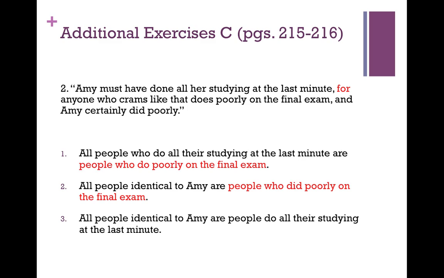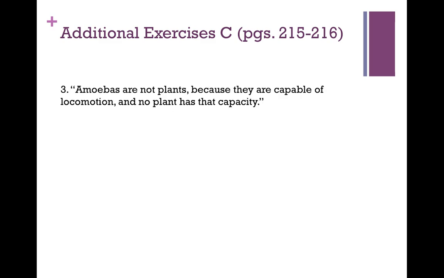Okay, so let's move on to argument number 3. Enough fuss about argument number 1. All right, amoebas are not plants because they are capable of locomotion. That just means movement, and no plant has that capacity. So I'm not going to go through every single step just the way I did in the previous one, but we're going to locate the conclusion first. And notice here we have our indicator word, because. This is a premise indicator word, and so we know what comes after is a premise. Therefore, the conclusion is the very first sentence.